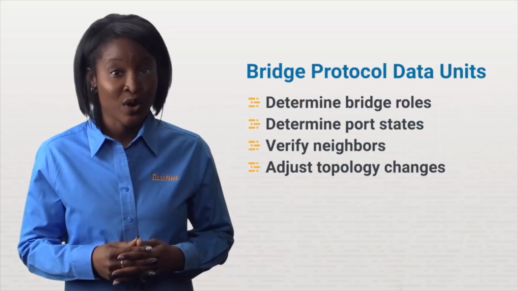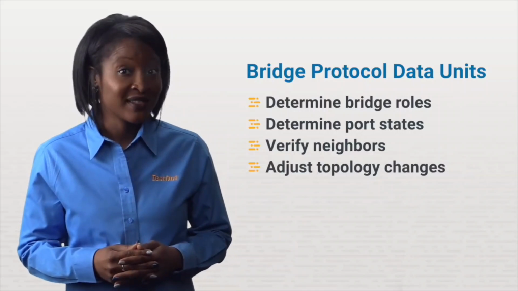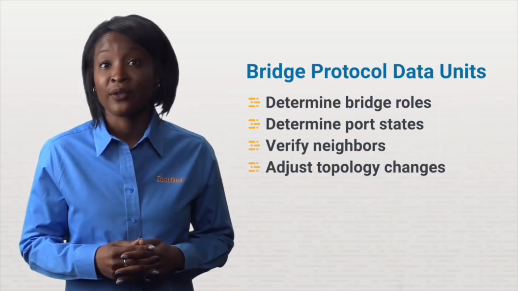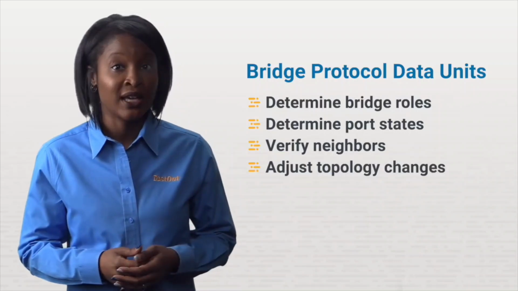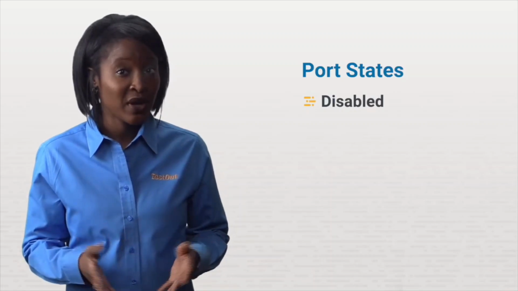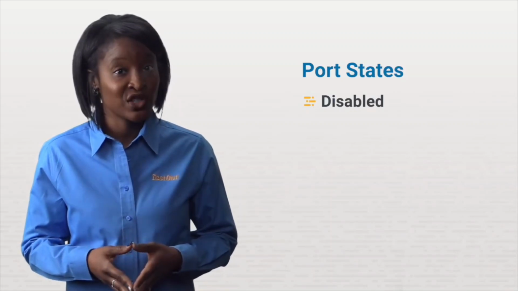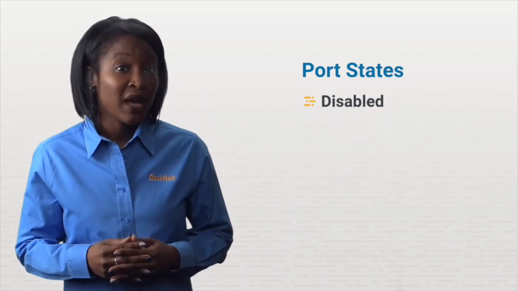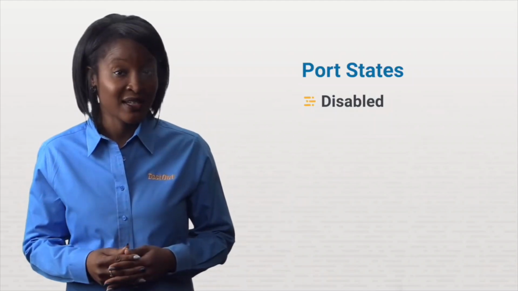During the negotiation process and normal operations, each switch port is in one of 5 states: disabled, blocking, listening, learning, or forwarding. A port in the disabled state is powered on, but doesn't participate in forwarding or listening to network messages. A bridge must be manually placed in the disabled state.